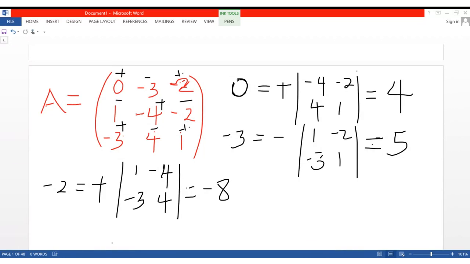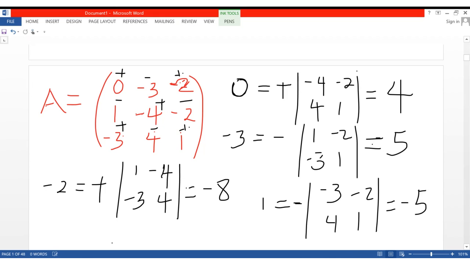Someone cannot see my board again. To the second row, we have element 1. So for element 1, when you block, you remain with negative 3, negative 2, and then 1. For 1, the sign is negative. So that is negative 3 plus 8, that is 5. And then because the sign is negative, you shall get negative 5. So that is for element 1.